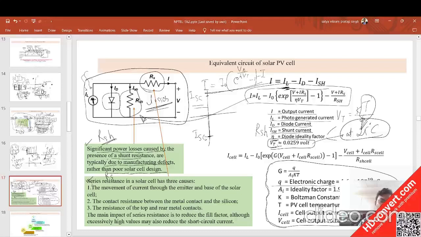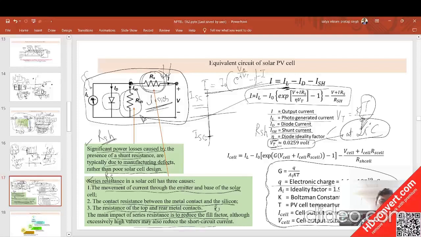Okay, and what is RS defining? This is the movement of current through the emitter and the base of the solar cell, the contact resistance between the metal contact and the silicon wafer, and the resistance of the top and rear metal contact, that is the P and N side. The main impact of this series resistance is that it reduces the fill factor. So if you reduce this RS, you will get the same voltage which you are getting at the shunt resistance point. So it is very important to reduce this RS.